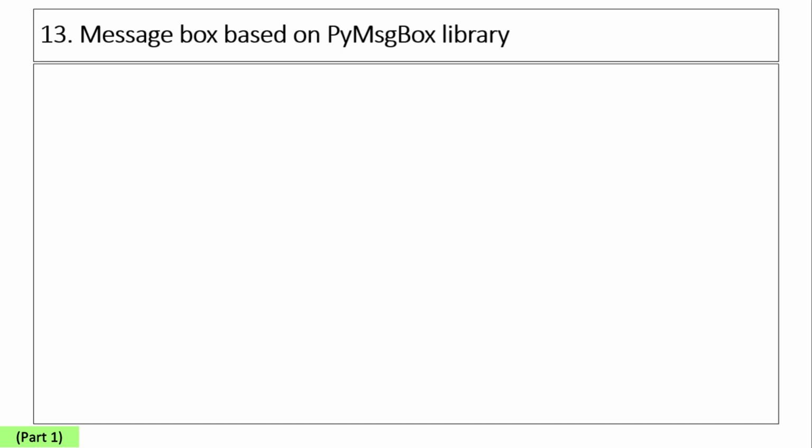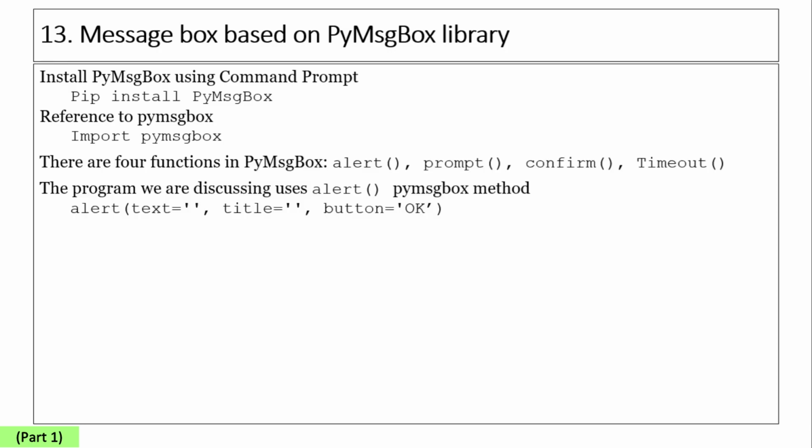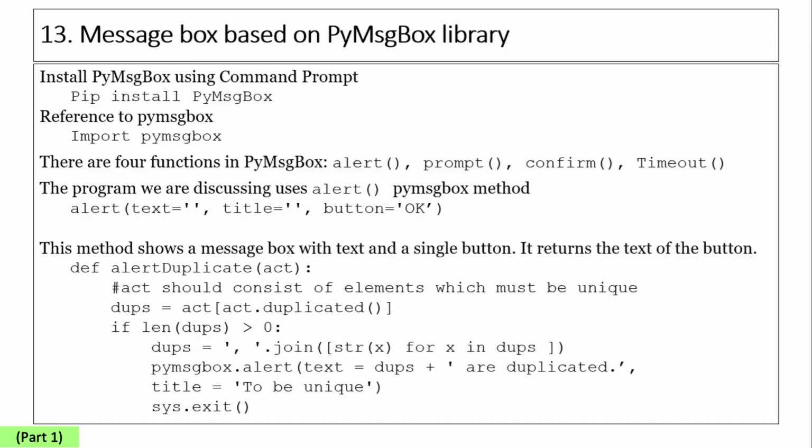The PyMsgBox module and its functions are used to alert on any runtime error. A warning message is popped up on the Excel worksheet when the program encounters a runtime error. The program we are discussing uses the alert method, easy and simple. An example is to find any duplicate in defined activities. If a duplicate is found, a warning box is popped up, and you press the OK button to abort the program run. Remove the duplicated activities in your input before rerunning the program.